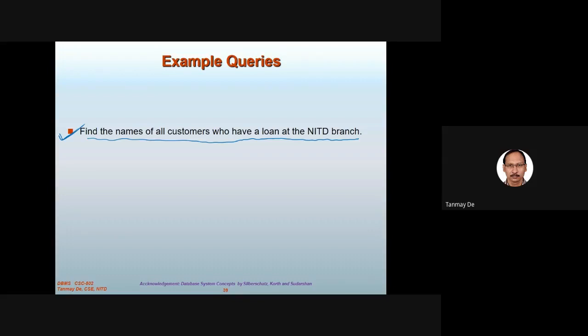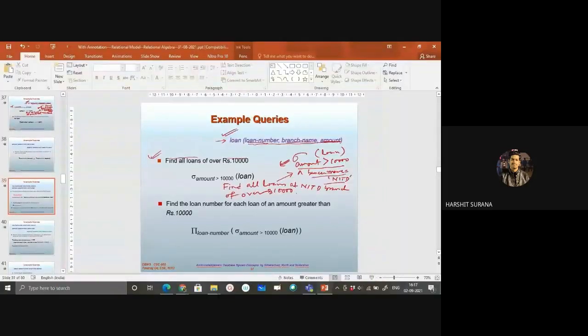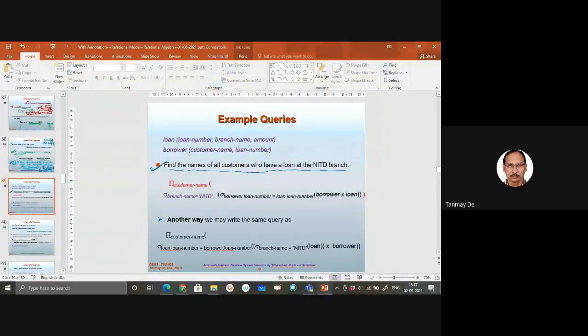Which relation needs to be consulted to get this answer? The names of all customers who have a loan at the NIT Durgapur branch. Please tell me, anyone from you. Select, project. Okay, you can think and tell me. Project customer name. Okay, just a minute.